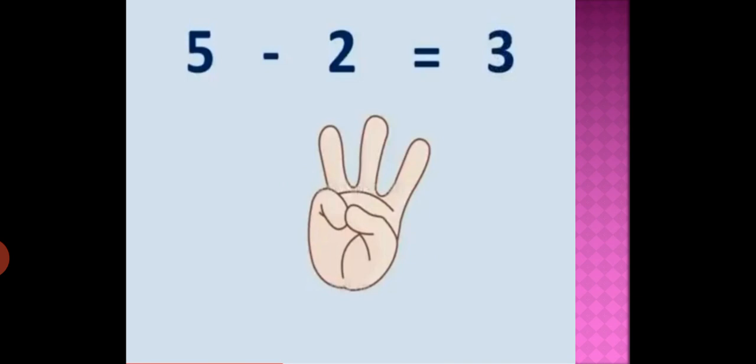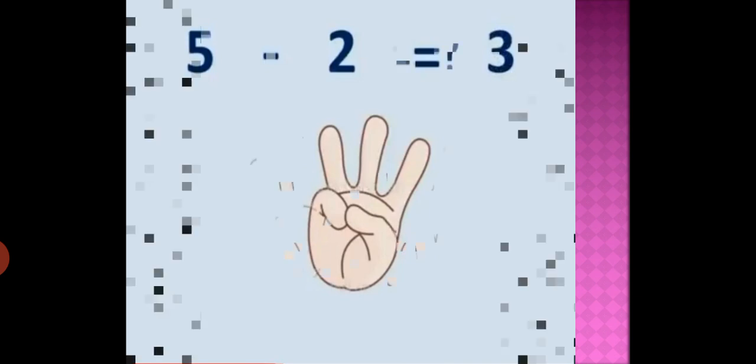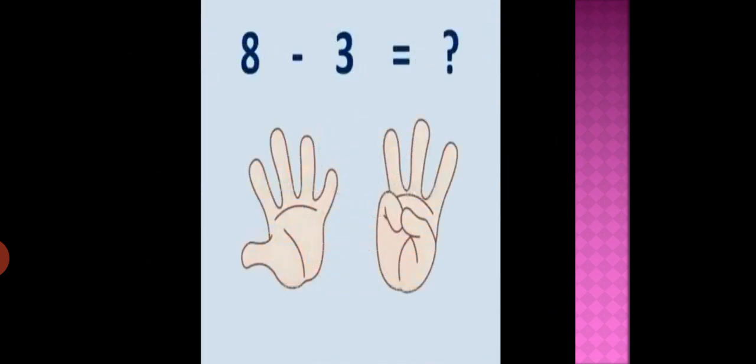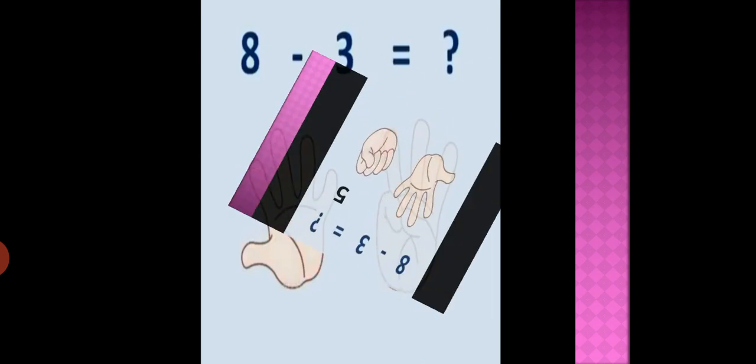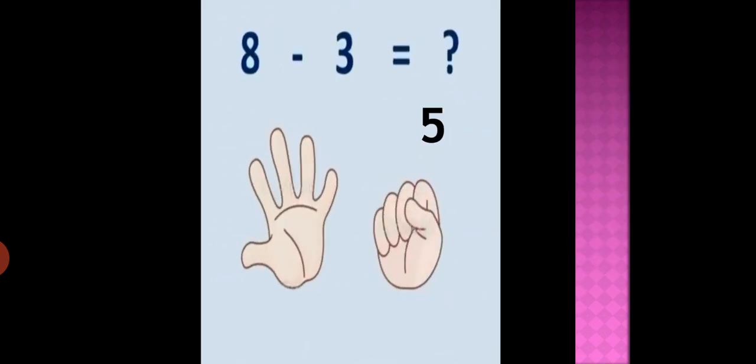Our next example is 8 minus 3. Put out your 8 fingers. Then put down 3 fingers. Count the remaining fingers. 1, 2, 3, 4, 5. So 8 minus 3 is equal to 5. So kids, in this way we can do subtraction using fingers.